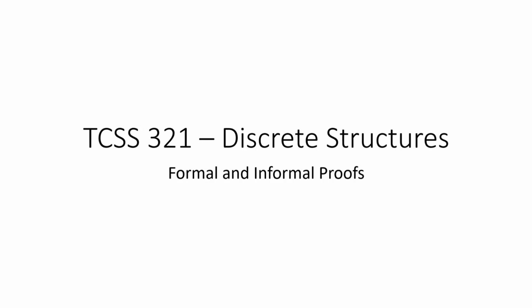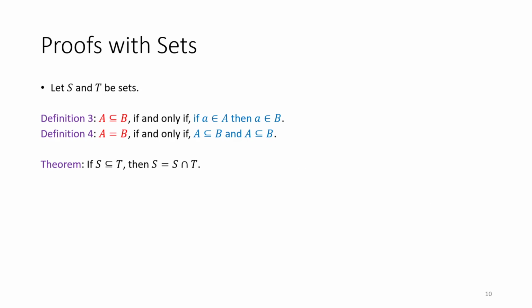All right, welcome. In this video, we're going to continue talking about proofs, and we're going to write some more proofs. And we're going to talk about the distinction between formal and informal proofs. We've already had an introduction to both of these ideas, but now we're going to take some time to do a couple more examples of both formal and informal proofs.